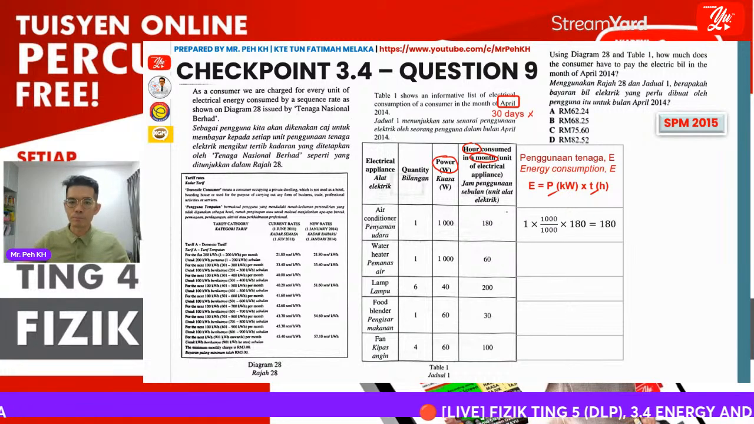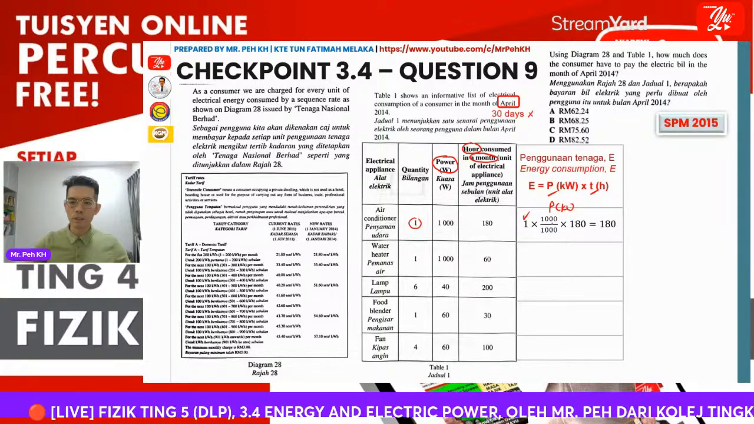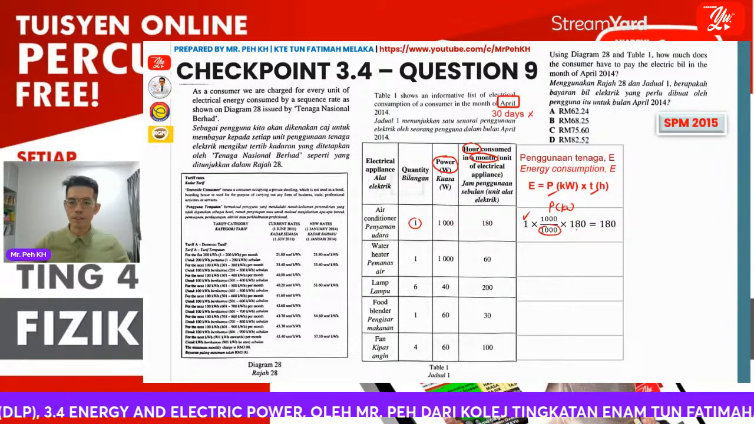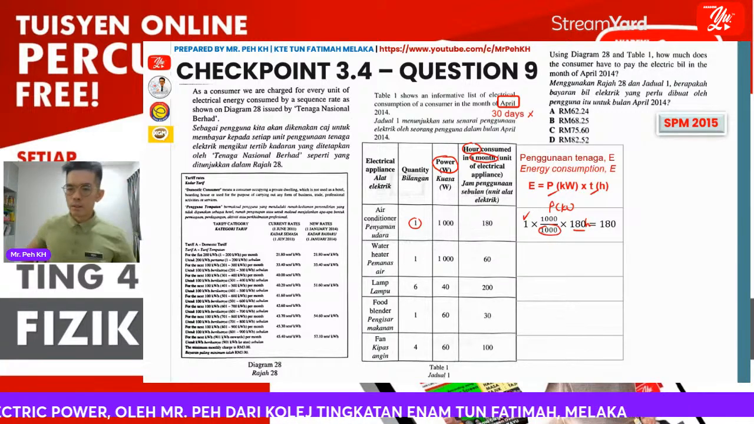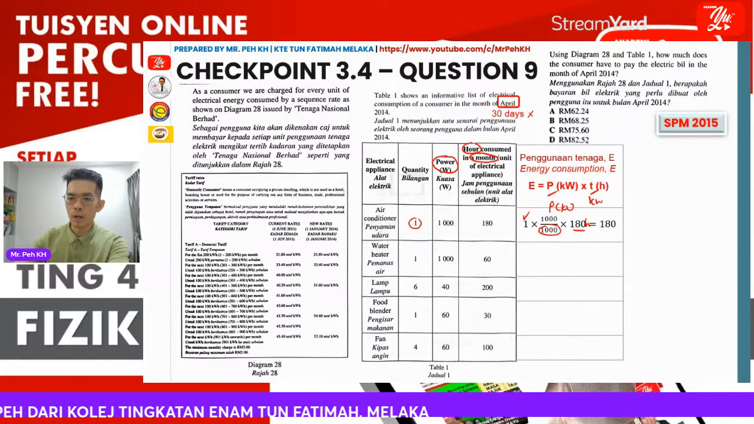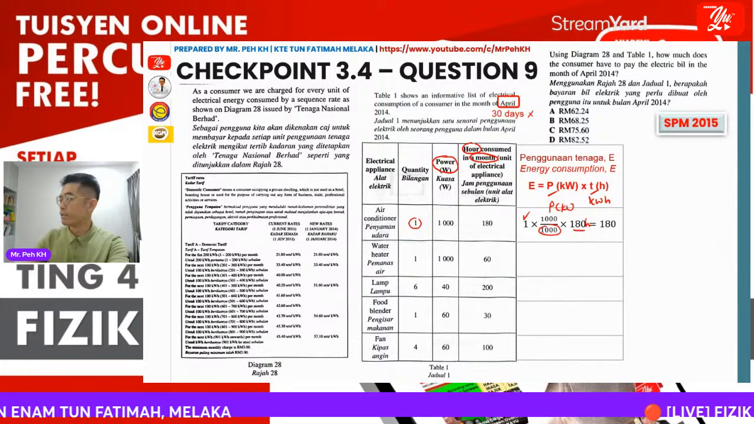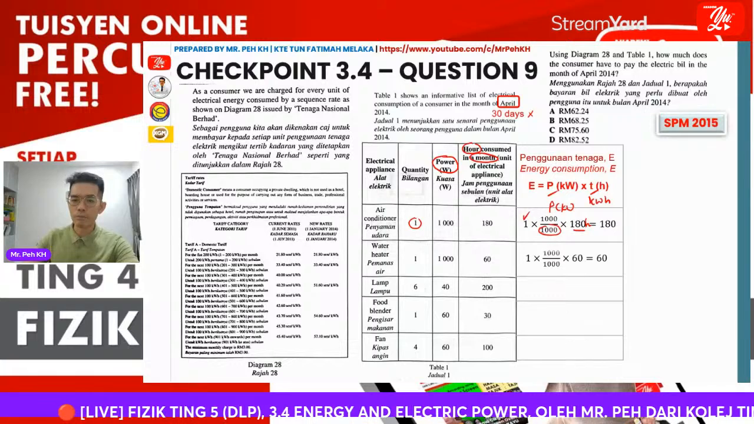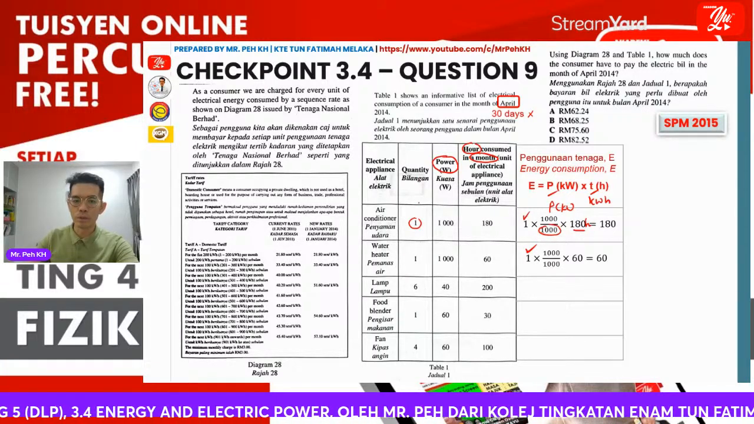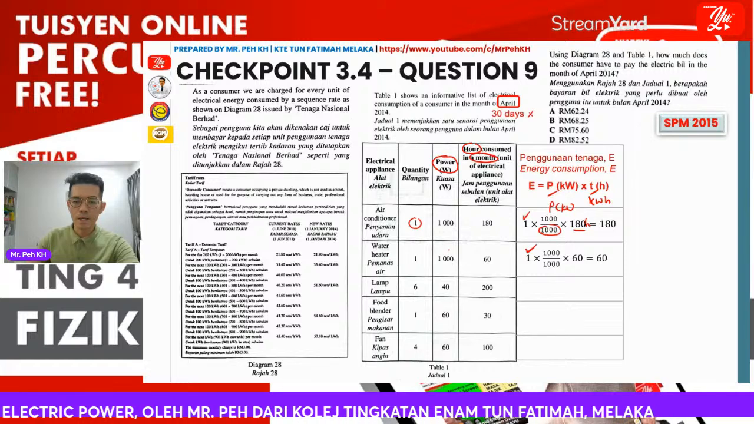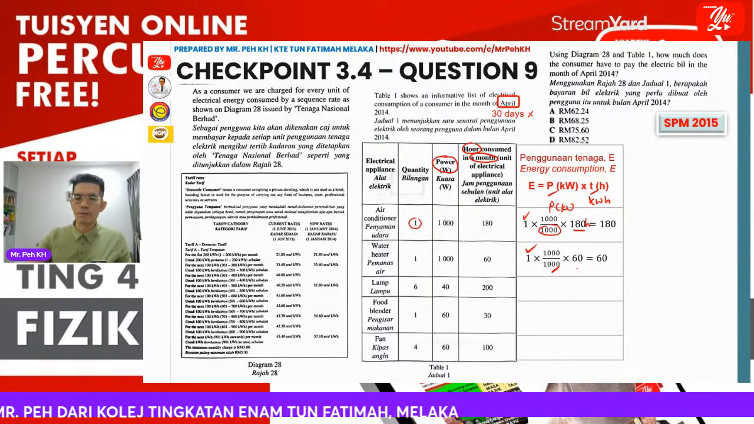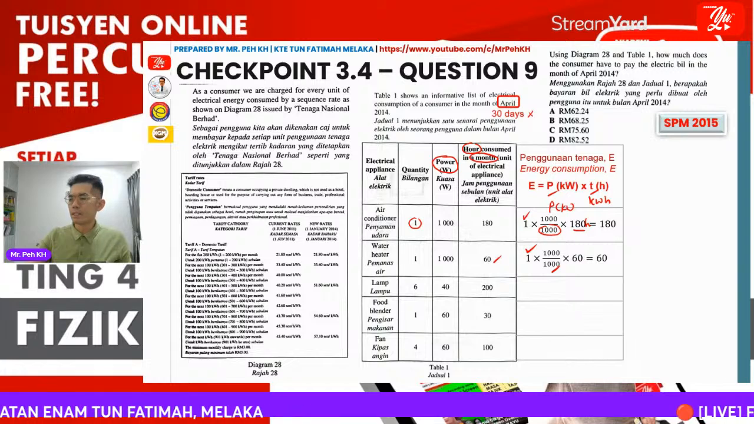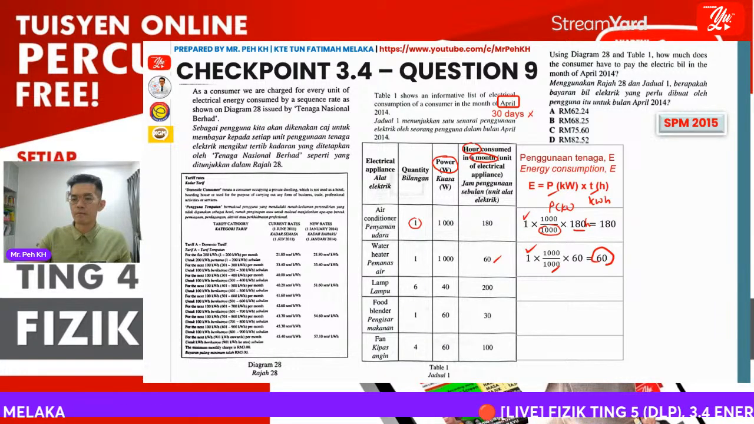Okay, so the first will be quantity of 1 times P in kilowatts times hours. Now we divide by 1,000, and the time is in hours already. So there will be 180 kilowatt hours for the first appliance. Then you have to continue calculating one by one. The question here is more complicated compared to the previous one. For the second one, we're using the same formula. The quantity is only 1 for the water heater. The power has to be changed again to kilowatts, and the hours used will be 60. So finally we get 60 kilowatt hours.